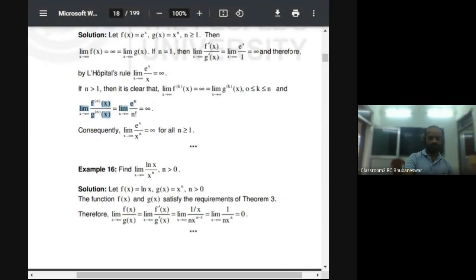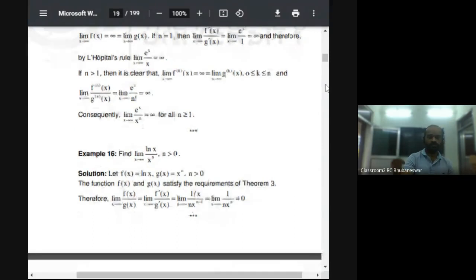So here that will be in the form of infinity, because e to the power infinity is infinity, and infinity divided by any fixed or finite number is also infinity. So in both calculations, when n equals 1 we got infinity, and when n is greater than 1 we also got infinity. This is the way we can use the L'Hopital rule to calculate the limit in the case of an indeterminate form.